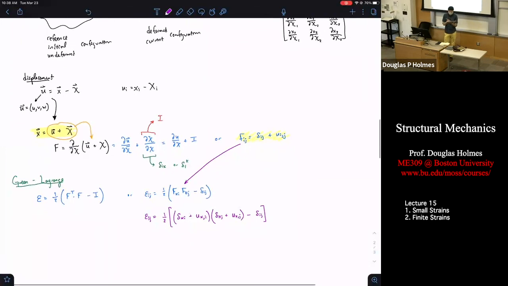We can FOIL this thing out. And delta ki delta kj, plus delta ki ukj plus uk comma i delta kj plus uk comma i uk comma j minus delta ij.